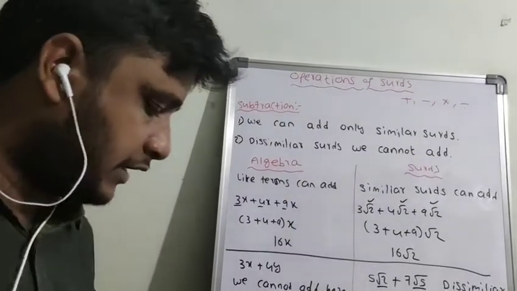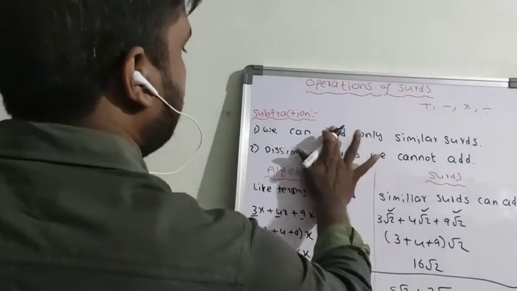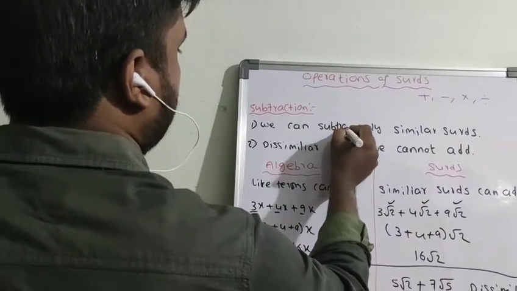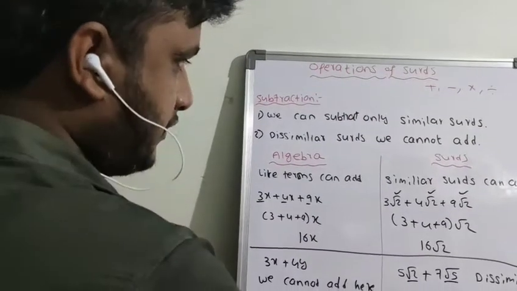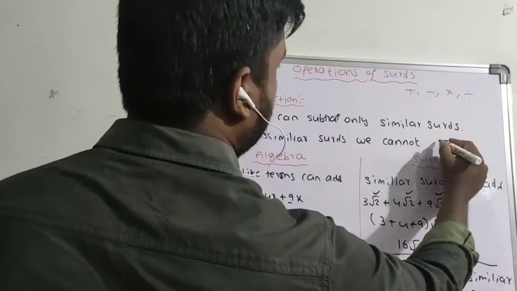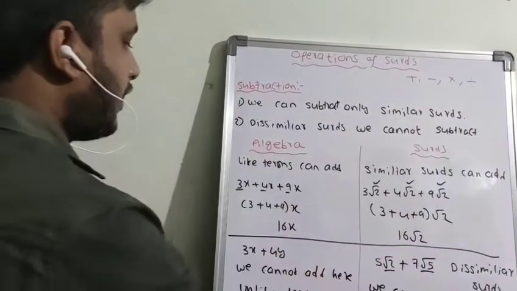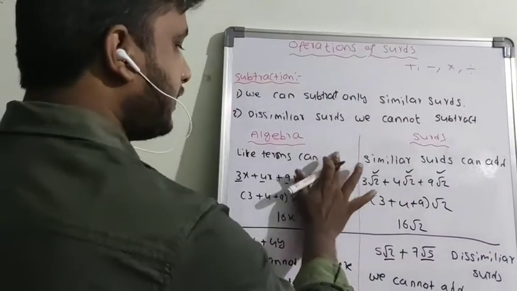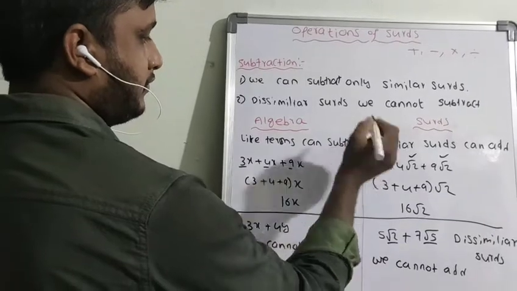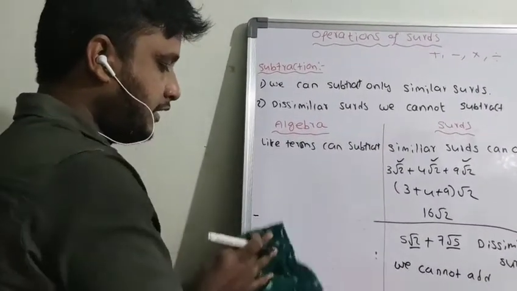In subtraction, the same rules we have to apply. We can subtract only similar sets. Dissimilar sets we cannot subtract. So coming to the algebra, like terms can subtract. I will explain with one example here.